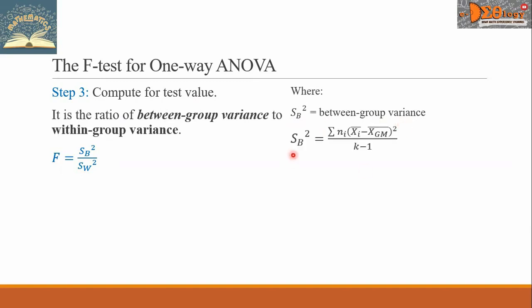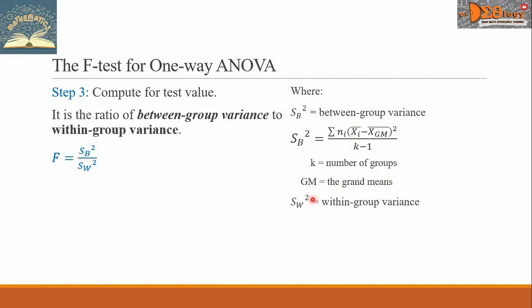The formula is S sub B squared equals the summation of n sub i times the quantity x bar sub i minus x bar sub GM, and this quantity is squared, all over k minus 1. K is the number of groups, and GM is the subscript here that means the grand mean.